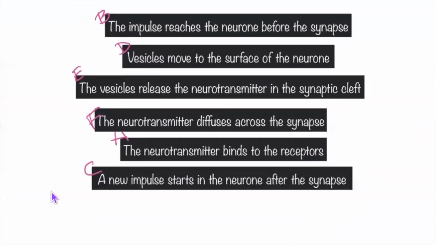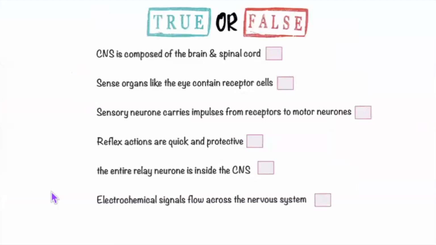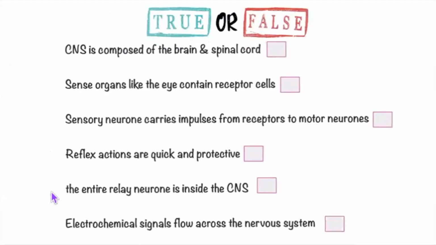All right. I want to figure out if these statements are true or false. Let's try the first one. The first one says the CNS is composed of the brain and spinal cord. Is this correct or incorrect? Is it true or false?